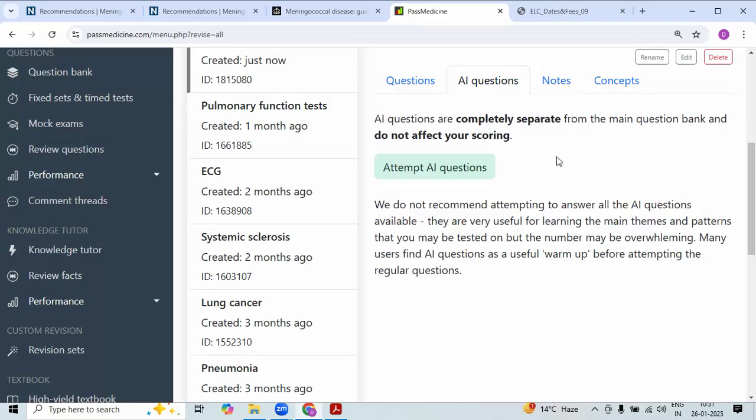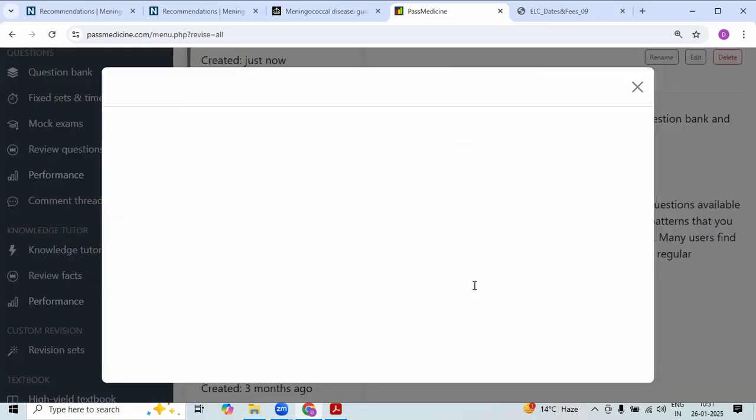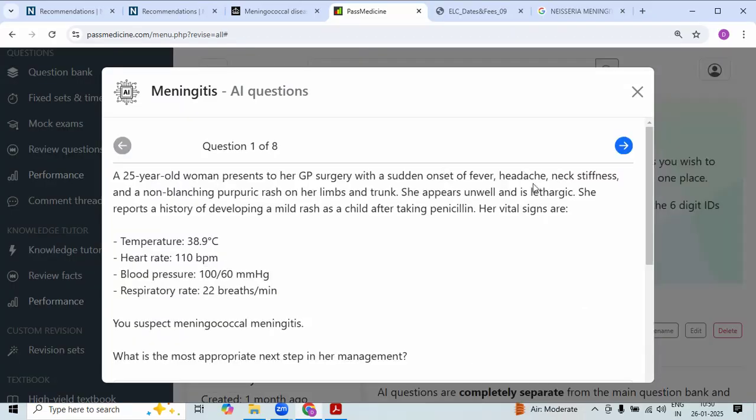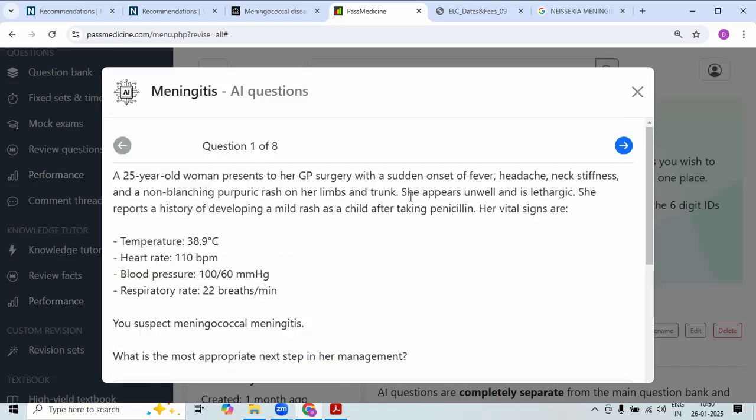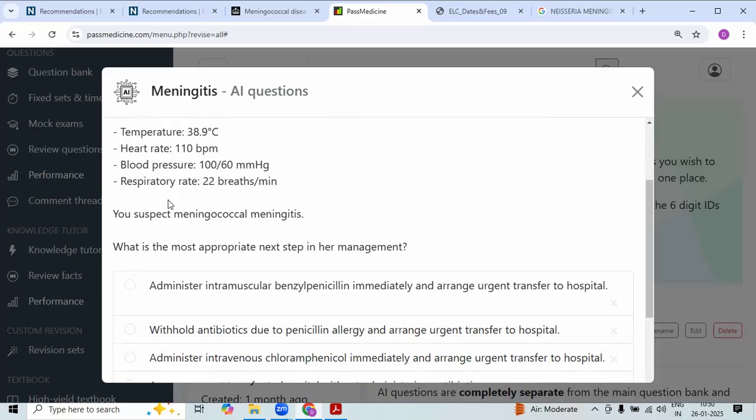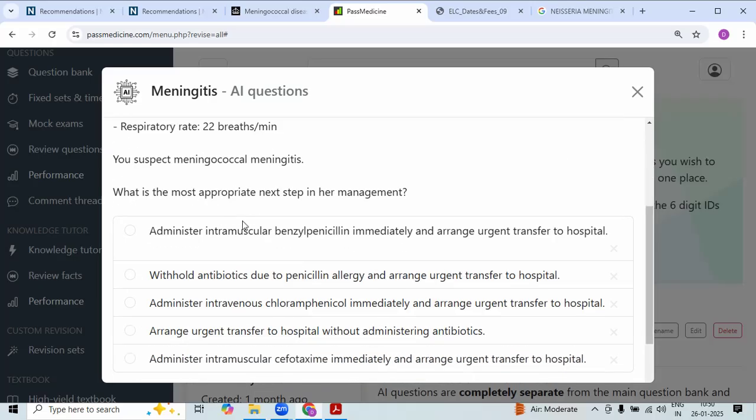I'm fascinated about the AI questions. So check an answer to fever, headache, neck stiffness, and non-blanching purpuric rash. Where did I tell you we see rash? So she appears unwell and lethargic. She developed a mild rash while taking penicillin. So she has got some rash after taking penicillin, but that was when she was a child, not right now. So it's a very mild rash. They have suspected meningococcal. So what will you do? What will be the next step? Don't have a lumbar puncture.